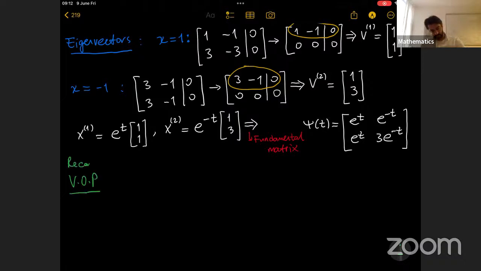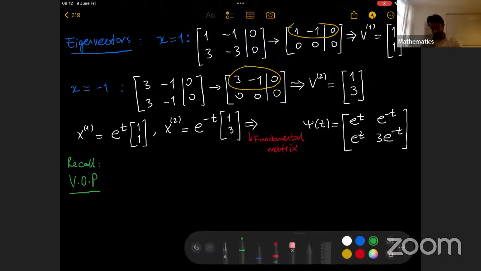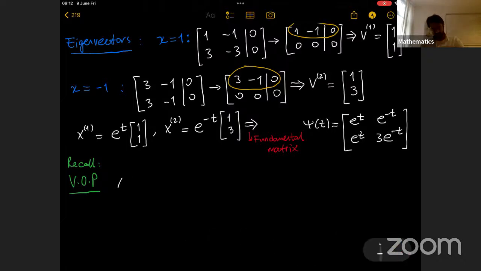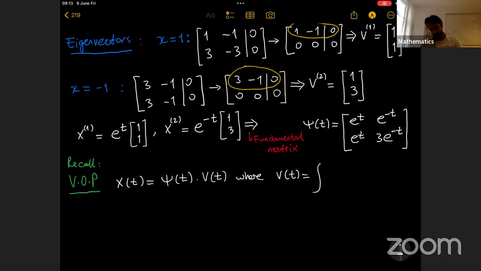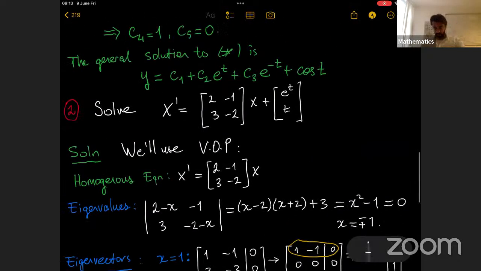So maybe let me remind you of the variation of parameters method. Recall, it says that the general solution x of t is equal to psi of t times v of t, where v of t is the integral of psi inverse times b of t. b is the non-homogeneous part. So let's call this b here.